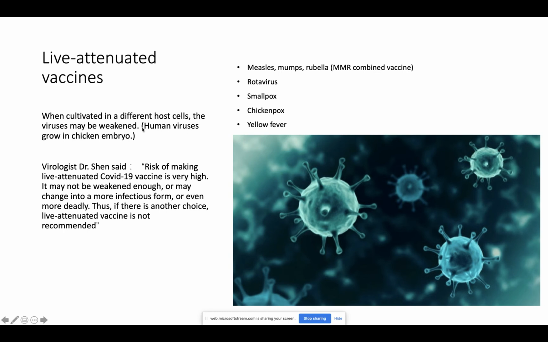So that's important. But one of my friends, she's a virologist, says that for coronavirus, this is not possible.